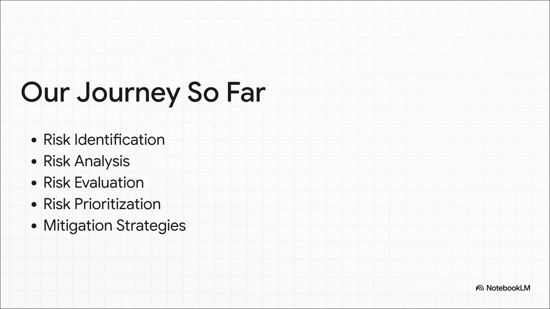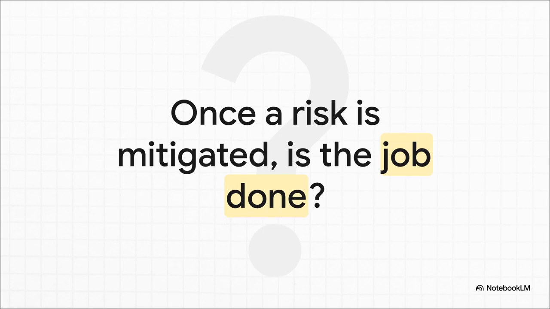All right, so let's do a super quick recap of where we've been. In this series, we've already covered all the essential building blocks, right? We've talked about identifying and analyzing risks, all the way to creating mitigation strategies. So we have our audit plan. But now, we have to make sure it stays relevant. And that brings us to a really important question. Once a control is in place and a risk is mitigated, is the job actually done?